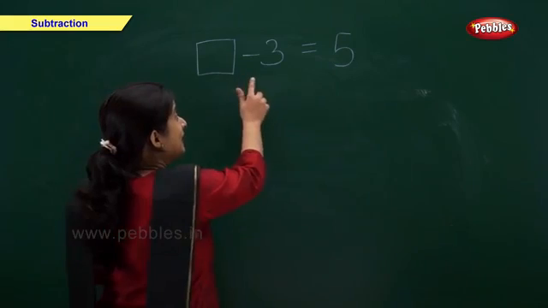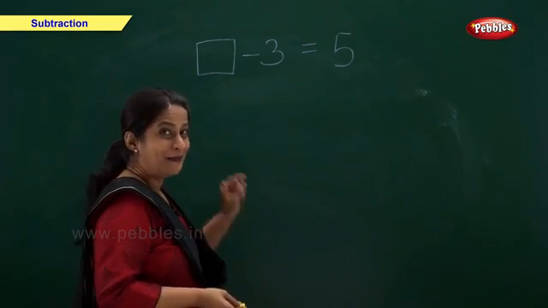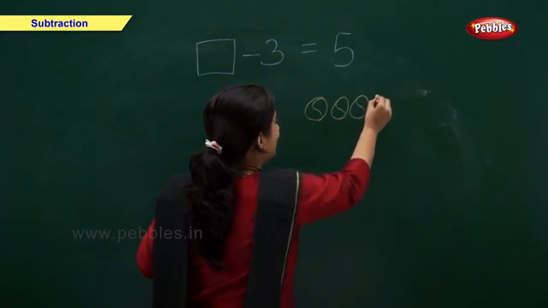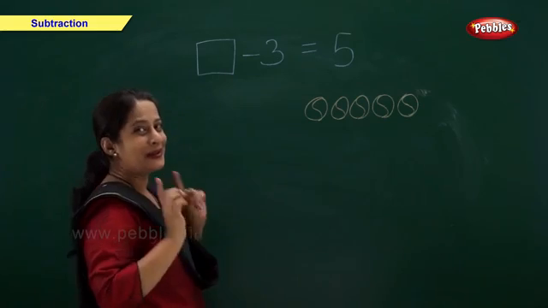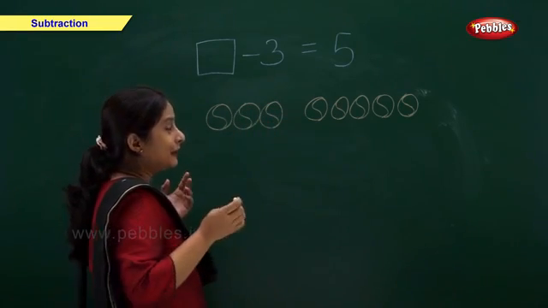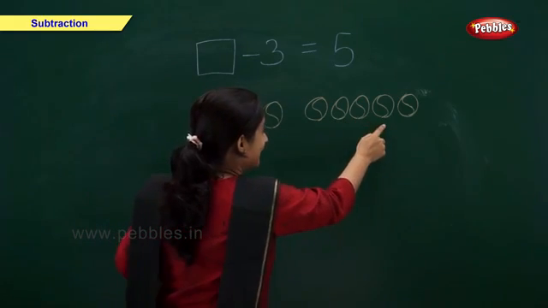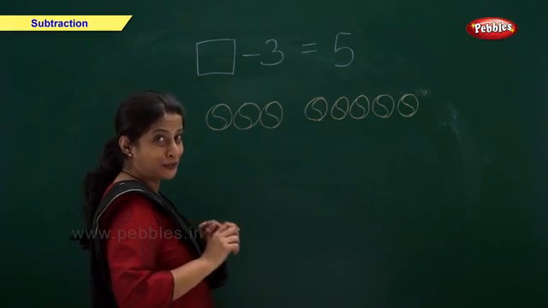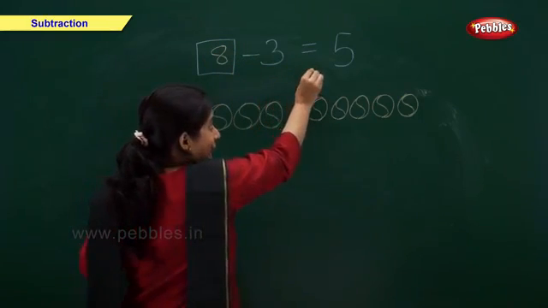Now we have how many minus 3 is equal to 5? Friends, our answer should be 5. Right. So how many balls we are going to draw? 5. 1, 2, 3, 4 and 5. And the other number? 3. So 3 more balls. 1, 2, 3. Now let's count the balls all together. 1, 2, 3, 4, 5, 6, 7, 8. So that is 3 plus 5 is equal to 8. So our answer should be 8. 8 minus 3 is equal to 5.